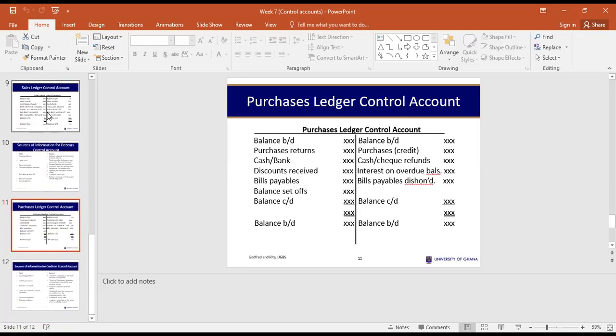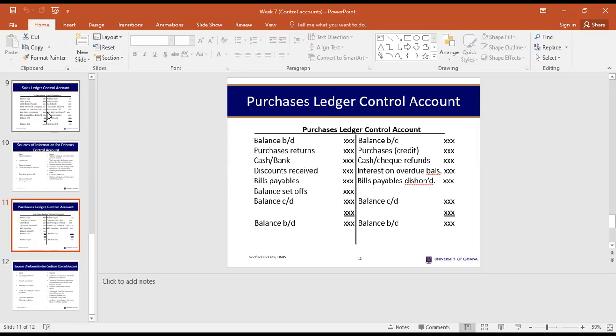Look at the theory part. The opposite of the other one is this one. Look at this particular diagram very well, the format. So this is a balance brought down, the same thing. With the sales ledger or the debtors control account, anything that increases the amount that the person owes you is recorded at the debit side, and anything that reduces it is recorded at the credit side.